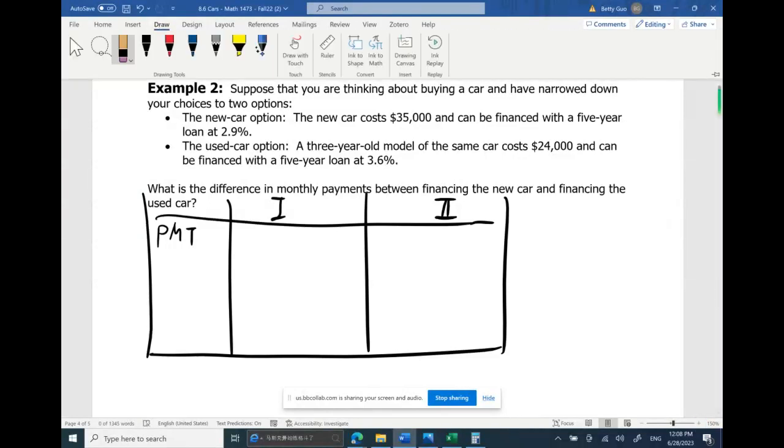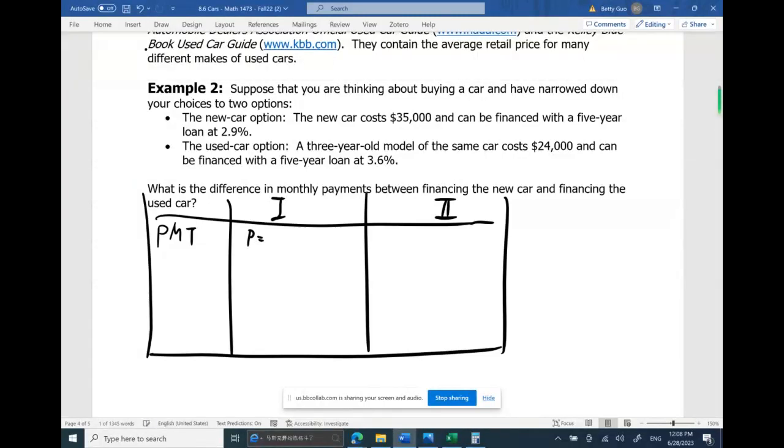To find out the monthly payment of option 1, let's organize the information. P, loan amount, 35 grand, expensive. T, loan longevity, the time of getting the loan, 5 years. R, annual interest rate, 2.9%. N, 12. So that's the information about option 1.